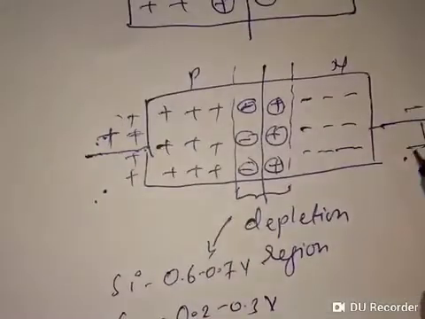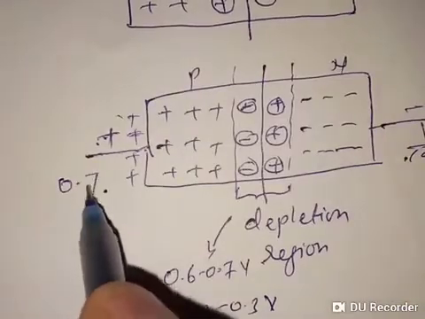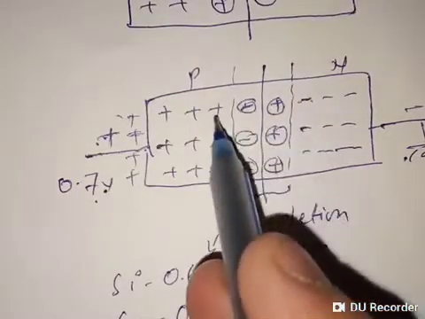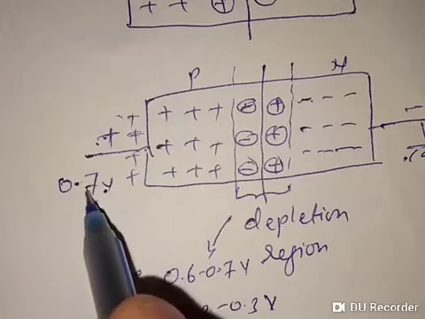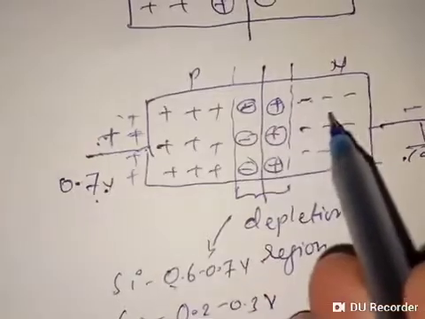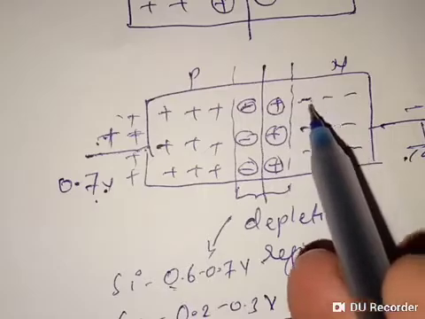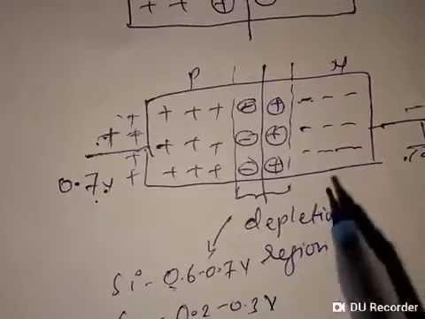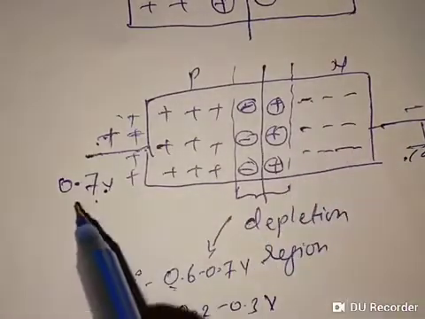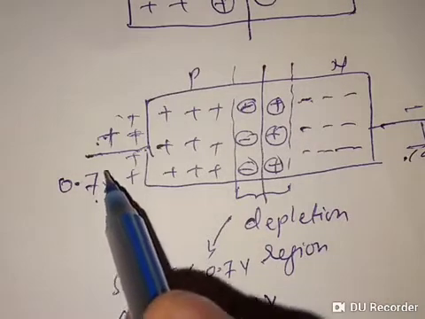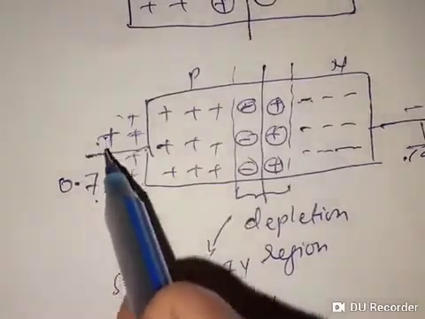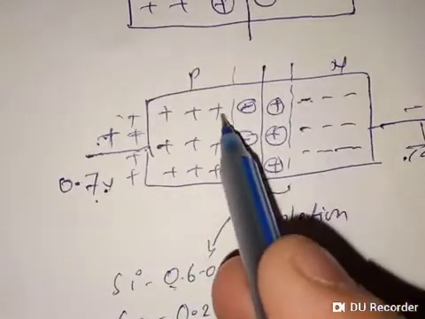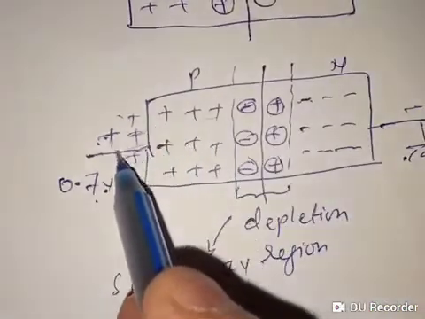Means if I apply ground here and 0.7 volt here, then only the electron will cross this junction, this region. Below 0.7 volt or below 0.6 volt, there will be only a potential difference between these two regions, but there will not be any flow of current. Ideally, when we increase the voltage of this positive side above 0.7 volt, the electron will cross the junction and it will move throughout the semiconductor and will come from this side.